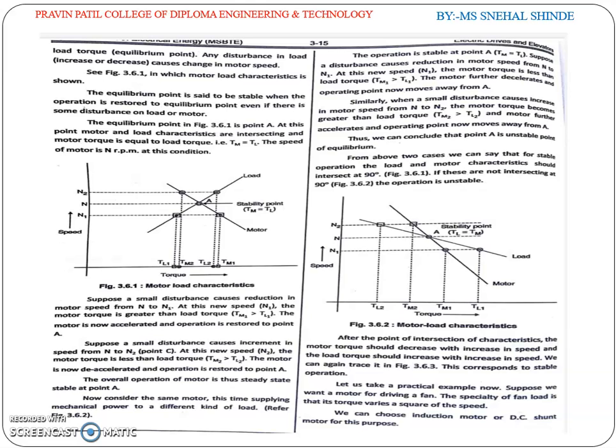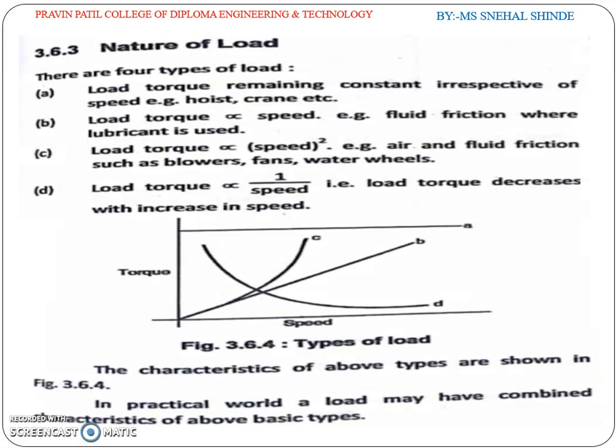Let us take a practical example now. Suppose we want a motor for driving a fan. The specialty of the fan load is that its torque varies as the square of the speed. We can choose the induction motor or the DC motor for this purpose.